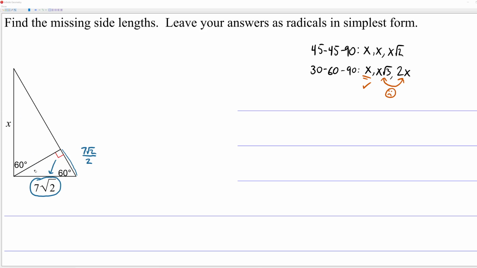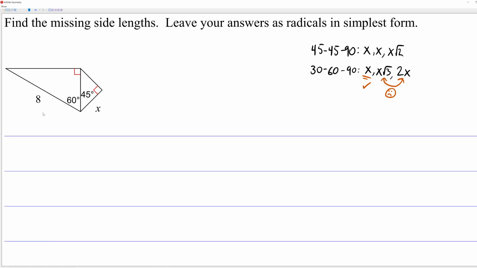We're going to do one more example where we have one of each type of triangle. So here we have a 30, 60, 90 triangle on the left, and we have a 45, 45, 90 triangle on the right. And we're starting with the hypotenuse of the 30, 60, 90. So we're starting here with 2x. To get to the small side, I divide by 2. So the smallest side is 8 divided by 2, which is 4.